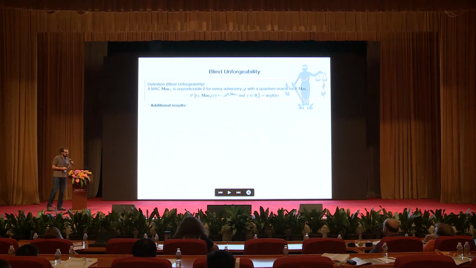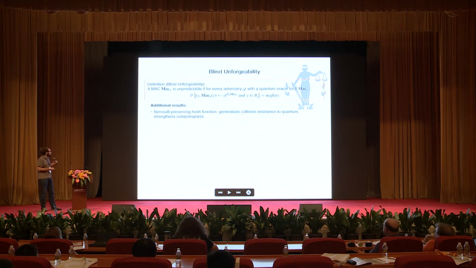Okay, so this is my last slide. A couple of additional results we have, which I cannot go into detail of. We have a new security notion for hash functions that generalizes collision resistance and strengthens the collapsingness notion by Unruh. And with this, the hash-and-MAC approach to authenticity is secure under this new blind unforgeability security definition. Also, such a hash function can be constructed from LWE, and Lamport signatures are also one-time blind unforgeable. Let me skip the tools part because I think I'm running out of time.